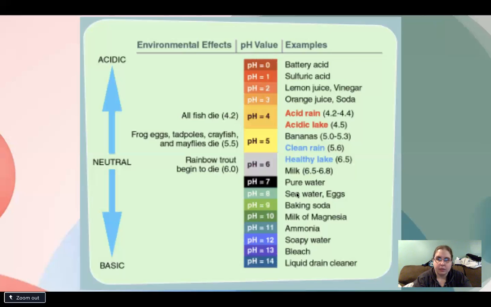So seawater and eggs are about at a pH of 8, baking soda, pH of 9, milk of magnesia, pH of 10, ammonia, pH of 11, soapy water, pH 12, bleach, pH 13, and liquid drain cleaner, pH 14.